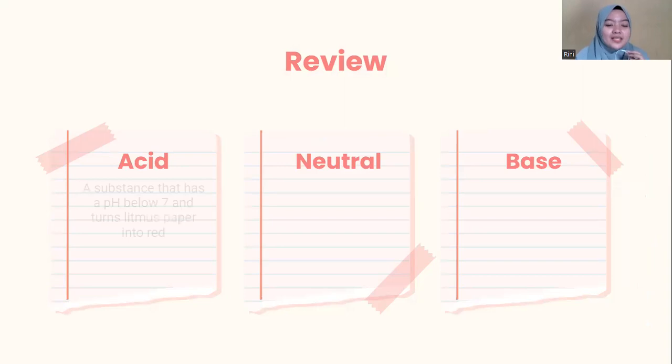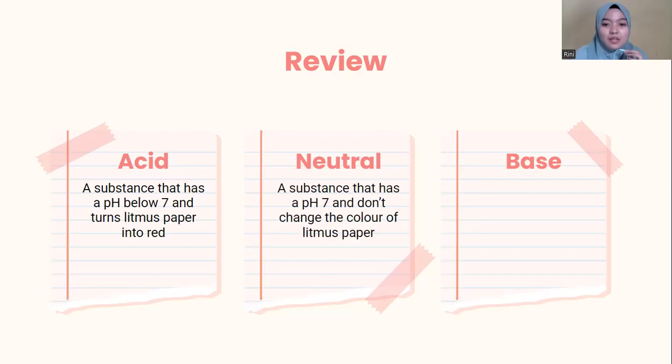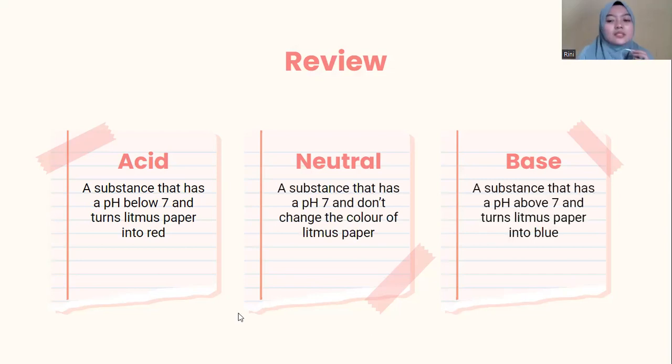Yes, correct. Acid is a substance that has a pH below 7 and turns litmus paper red. Next, what is neutral? Neutral is a substance that has a pH of 7 and doesn't change the color of litmus paper. And base is a substance that has a pH above 7 and turns litmus paper blue. Yes, Alhamdulillah, you still remember our last meeting's topic.